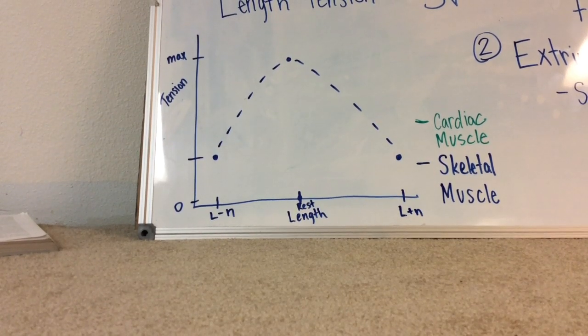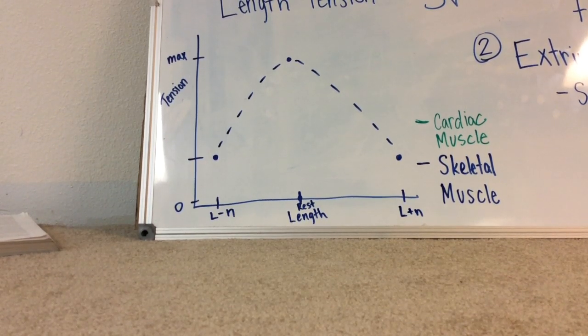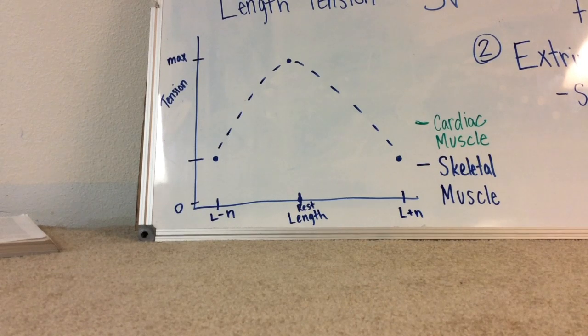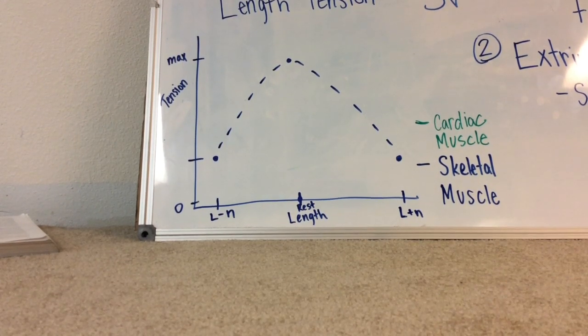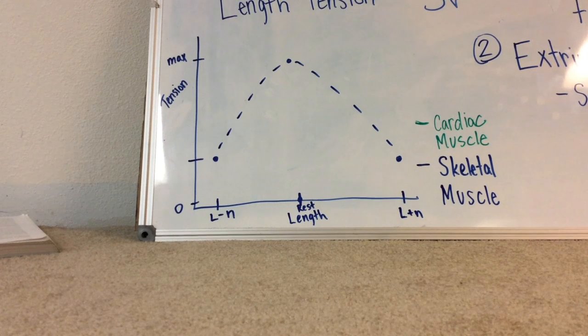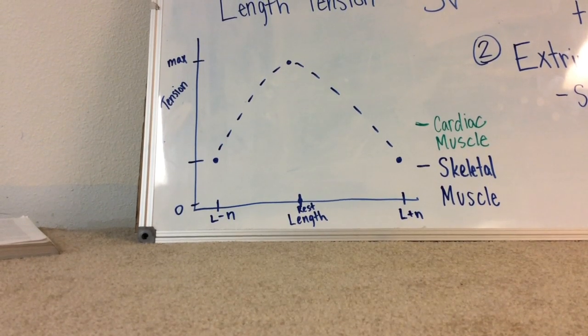in muscle force. If this was the way that cardiac muscle was arranged, this would be a problem, because as we stretched the muscle, as we increased venous return, we would move closer to that L plus N, and if it reacted the same way as skeletal muscle, we would actually lose tension and contraction force.